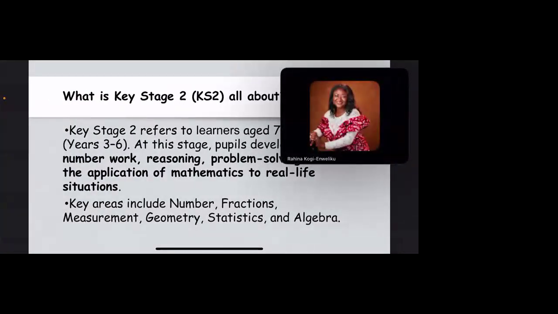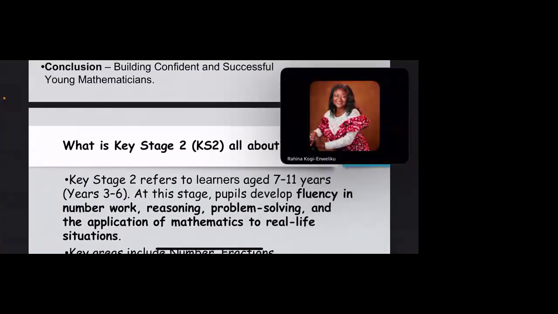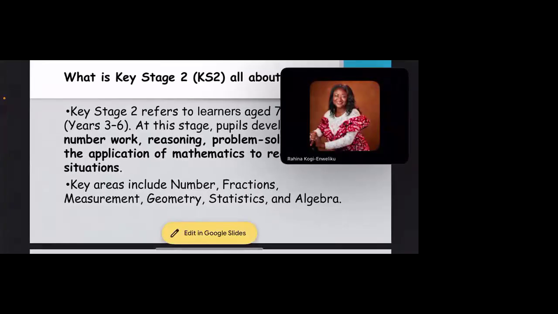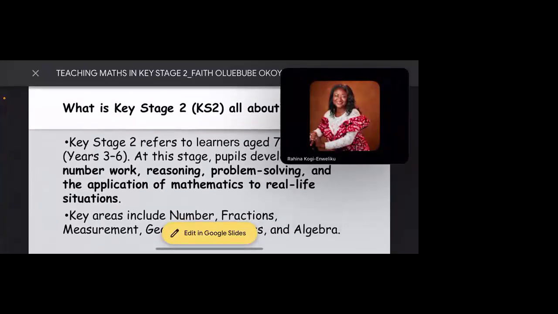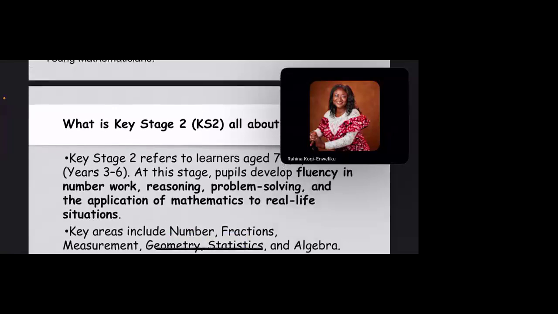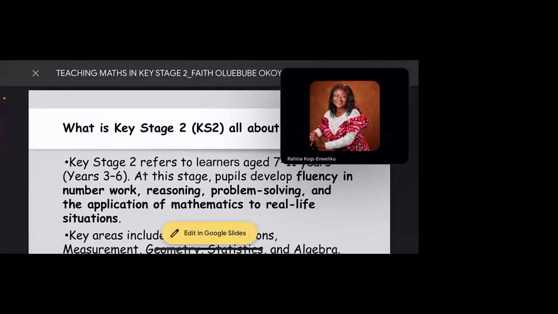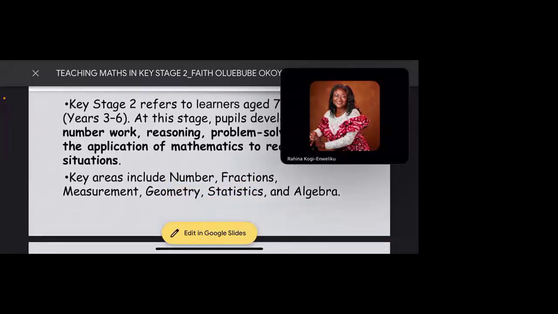What is Key Stage 2 all about? Key Stage 2 refers to learners between the ages of 7 and 11 years, that's Years 3 to 6. At this stage, pupils are expected to develop mathematical fluency in number work, in reasoning, in problem solving, and in the application of mathematics to real life situations. That is where a lot of students tend to miss it because they believe that math is not relatable to anything they do out there. I remember the speaker yesterday also mentioned that now as an adult, she wonders where and how some of the things she was taught back then have helped her in life.